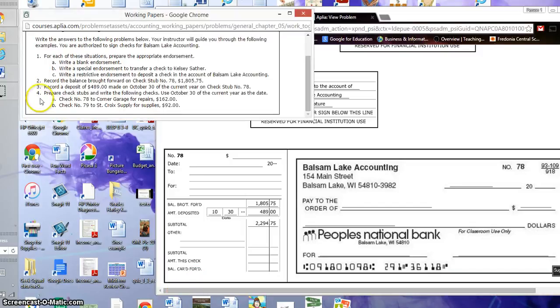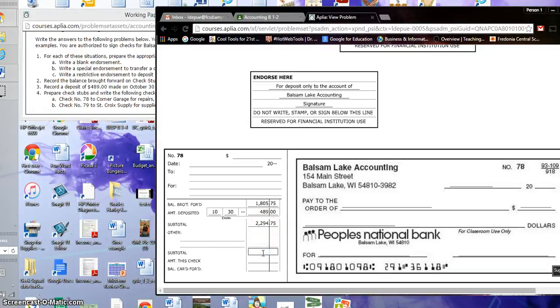So before we do the last instruction, number 4, we had our amount here for the subtotal. We have no other transactions here. We have no service charge for the month. We have no dishonored checks. So we're simply going to carry the same balance, $2294.75, down to the subtotal balance.